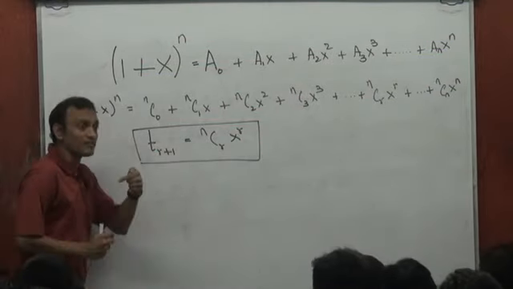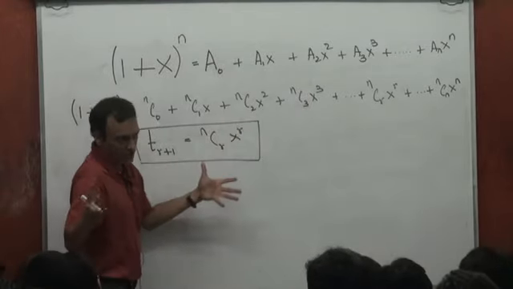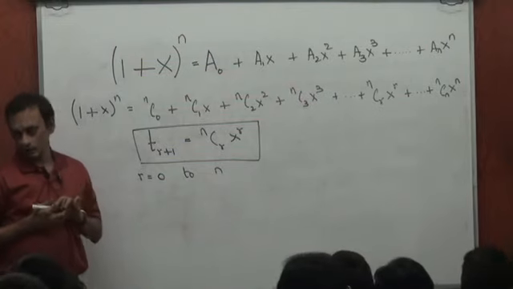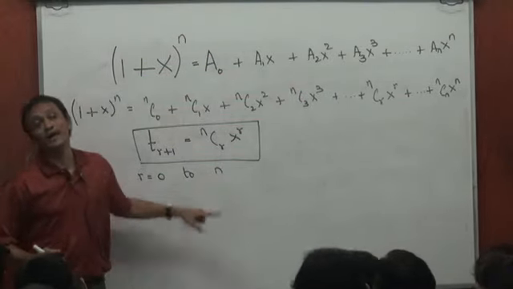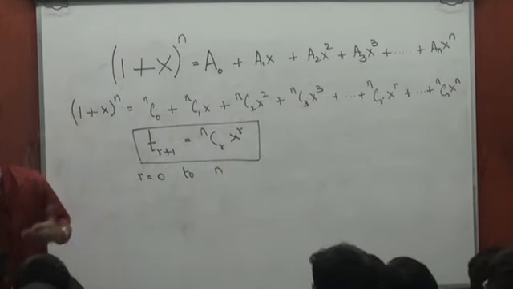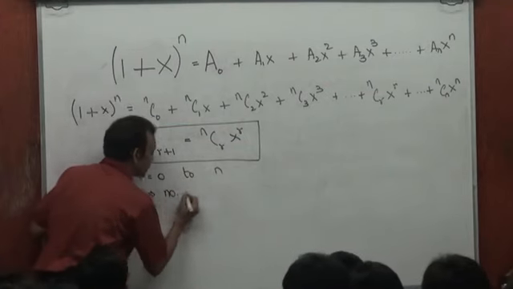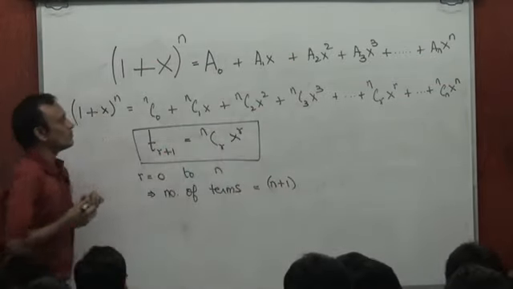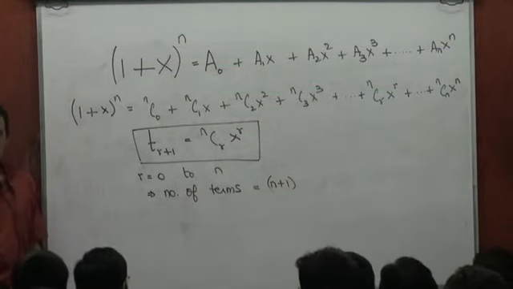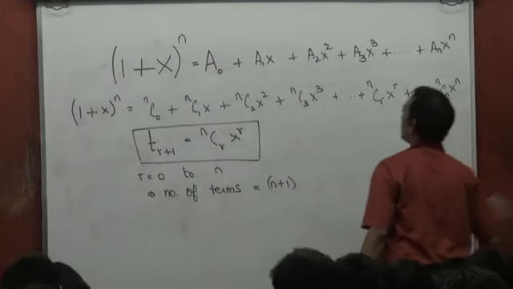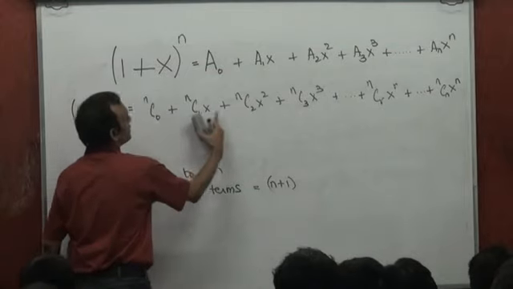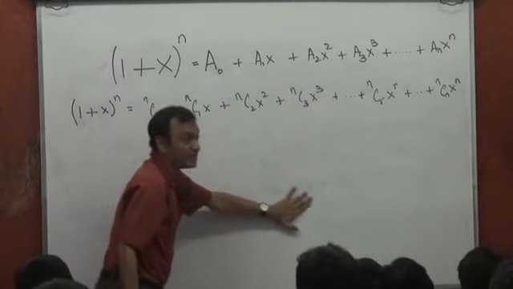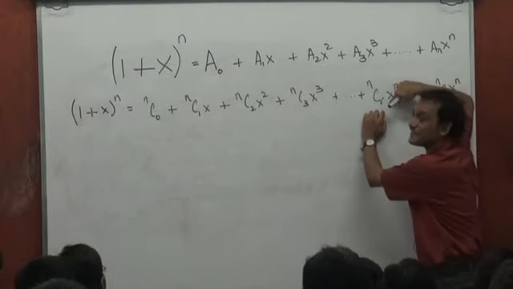Now, r goes from 0 to n to give you all terms, right? So if r assumes values from 0 to n, how many terms are present in the expansion? n plus 1 terms. The number of terms in the expansion of this is n plus 1. Right? Where nC0, nC1, nC2, nC3 are coefficients of the expansion. nCr, these are the coefficients of various powers of x. So the coefficient of x power r will be nCr. Right?